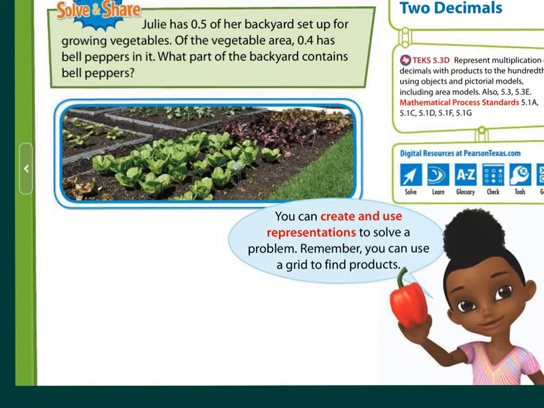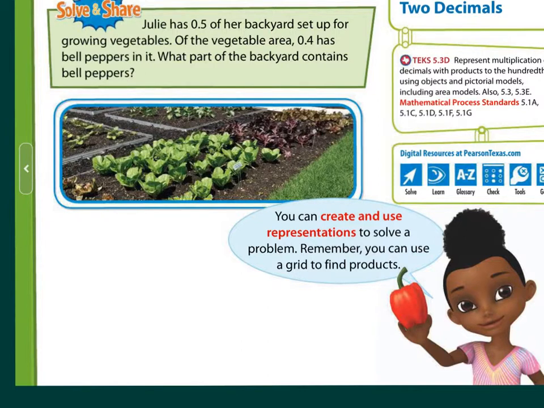A lot of times when you're going to have to multiply decimals in a real world or a word problem situation, it will look something like this. Here's a good example. So Julie has 5/10 of her backyard set up for growing vegetables. Of the vegetable area, 4/10 has bell peppers in it. What part of the backyard contains bell peppers?